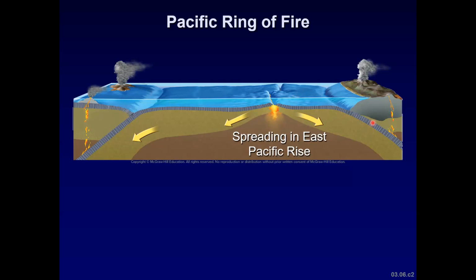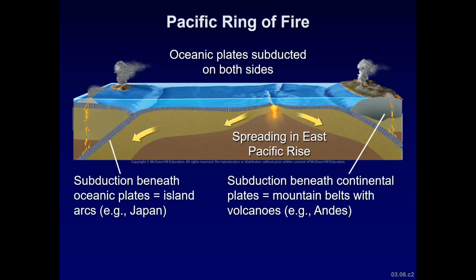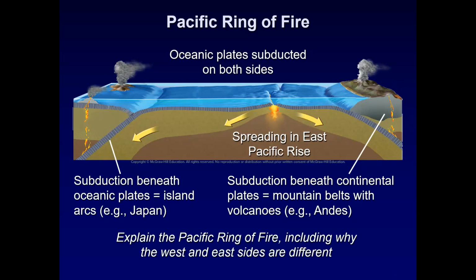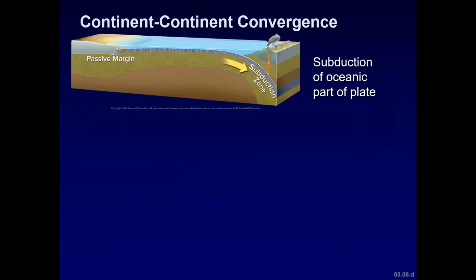In the eastern part, subduction occurs with an oceanic plate beneath a continental plate. And so you get mountain belts with volcanoes. So there's volcanoes resulting from both tectonic activities, but it's different on the west side because this is ocean-ocean convergence and this is ocean-continental plate convergence. That's why they're different. And you want to be able to explain that. It does come up in the quiz at least once. Okay.